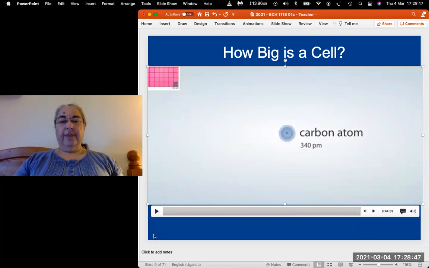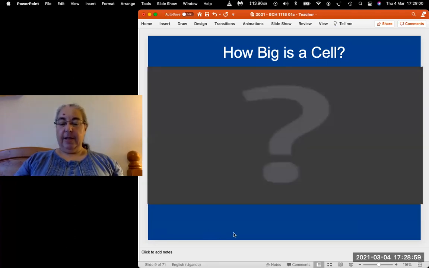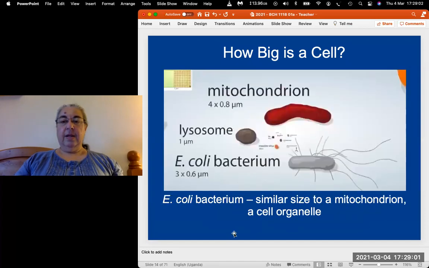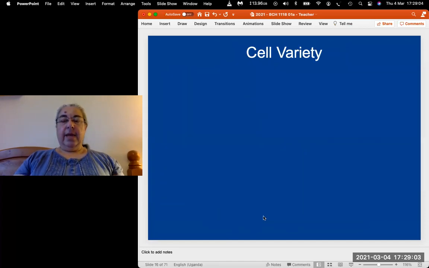Okay, so I hope that that helped you just to picture how big a cell is and the large range of sizes that cells can have. Okay, so we've seen different sizes of cells. Now we're going to see different shapes of cell.